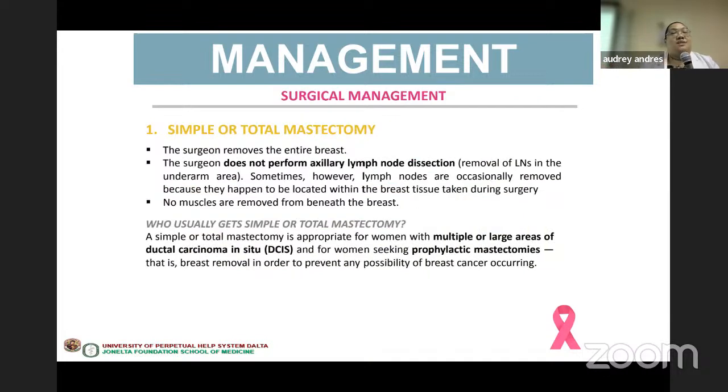And just know the difference between simple or total mastectomy. Simple, you remove the entire breast. An axillary lymph node dissection is not done. However, some nodes are occasionally removed because they happen to be involved with the tissue. Okay. So who will get simple mastectomy? Those who have DCIS, prophylactic mastectomy, and the like.